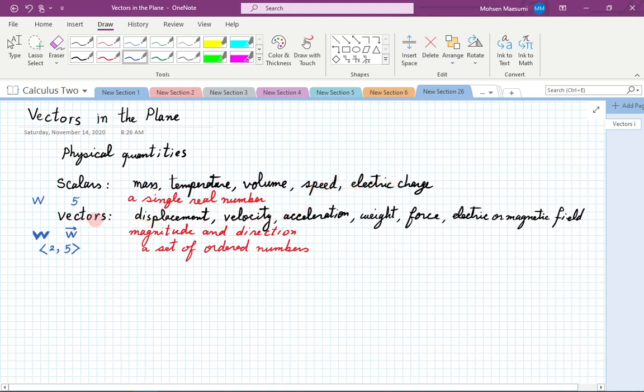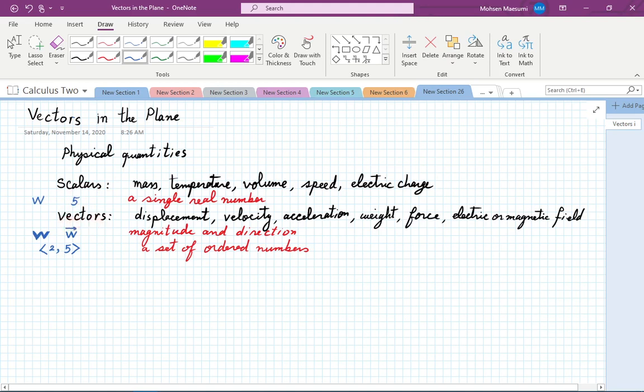Then we have vectors. Vectors are indicated by having a magnitude and direction, or being made out of a set of ordered numbers. Examples of vectors are displacement, velocity, acceleration, weight, force, electric or magnetic field. As a matter of notation, pretty much all the mathematics you have done so far centers around scalars. So you see standard notation for that, variables and numbers.